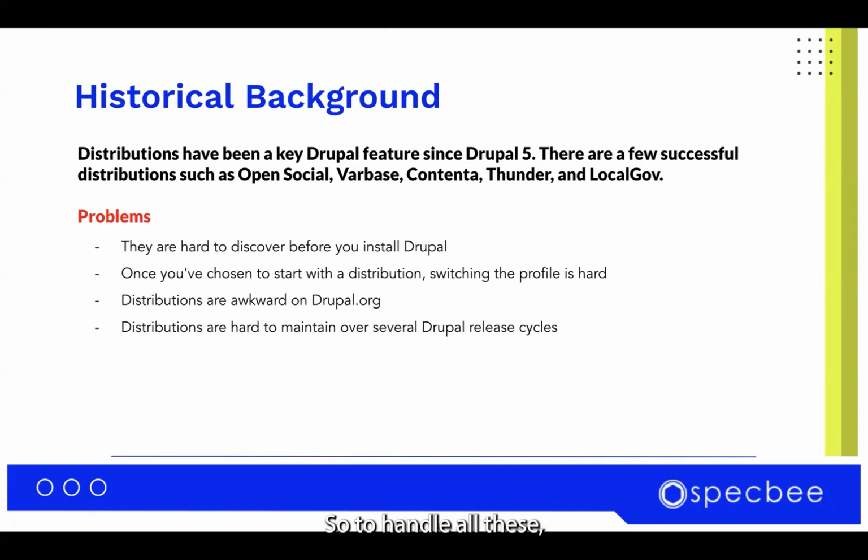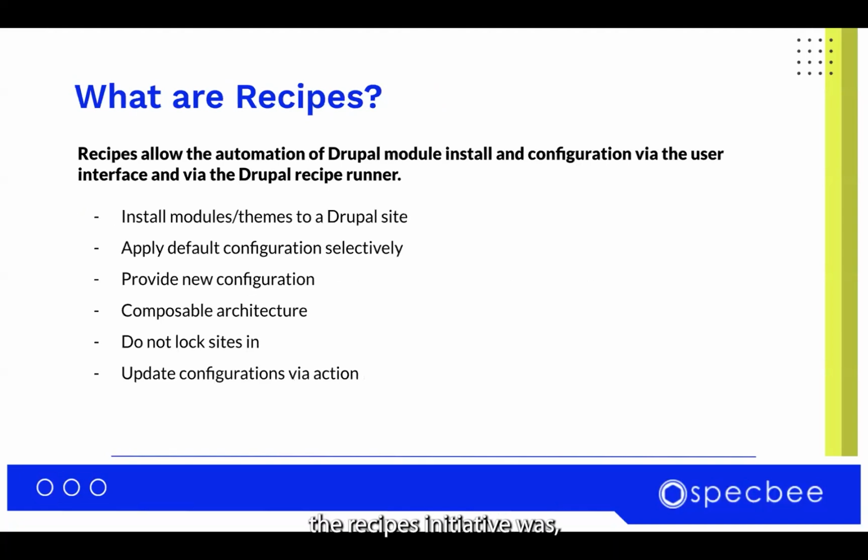So to handle all these issues, the recipes initiative was kickstarted. It allows the automation of Drupal modules and configurations. In the future, there will be an interface where you can browse recipes and install them. That's where the Project Browser comes in. But right now, there is a terminal PHP runner command that is used to apply recipes.